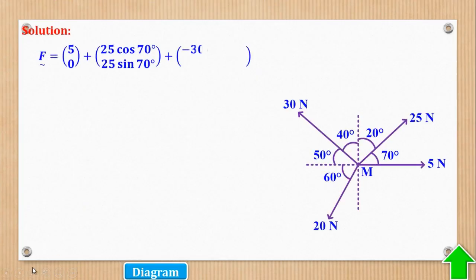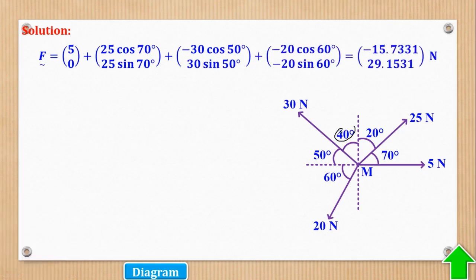So we shall come and resolve. First thing to do is to get angles to the horizontal. So this was 40, here it will be 50. This was 20, here it will be 70. And this is 60. After getting angles to the horizontal, I can resolve.